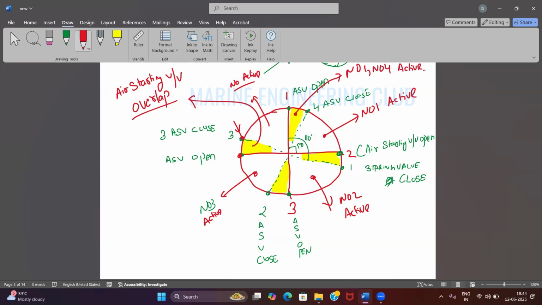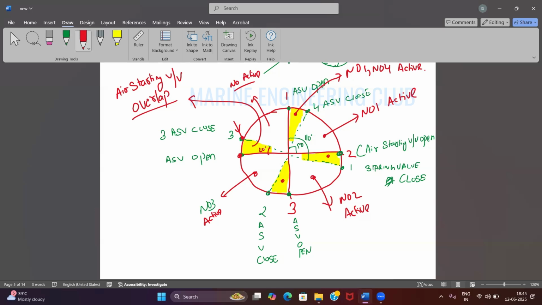Agreed? You take the other ones also. You see, everywhere in the shaded part, at least 2 air starting valves are open. Yes, sir. Okay. So when more than one starting air valve is active, that is known as overlap of the starting air manifold. And how many degrees will it be? Calculate. 20 degrees. 110 minus 90, right? Yes, sir. So at least 20 degrees of overlap period I am having.